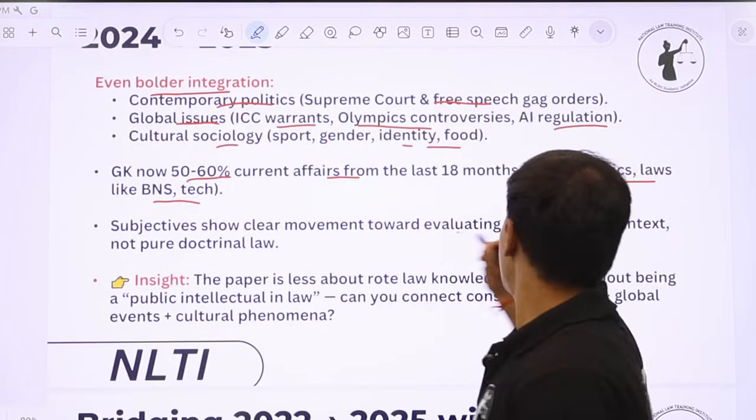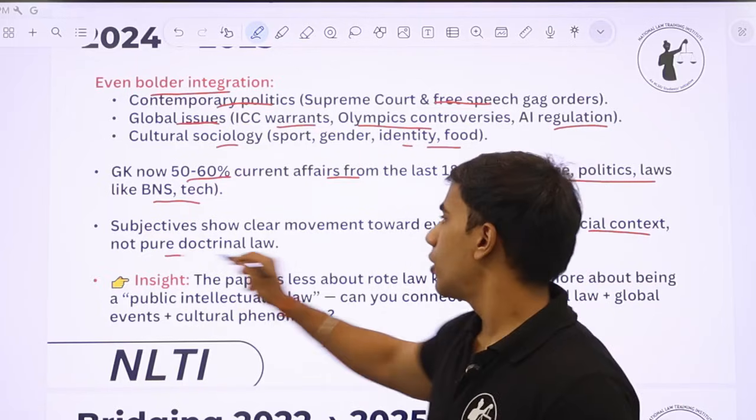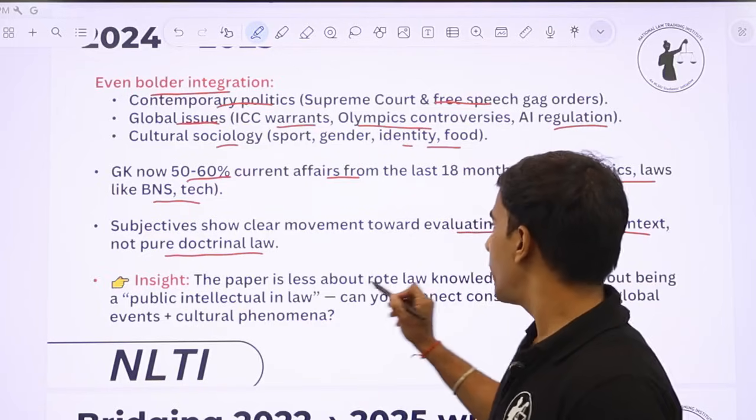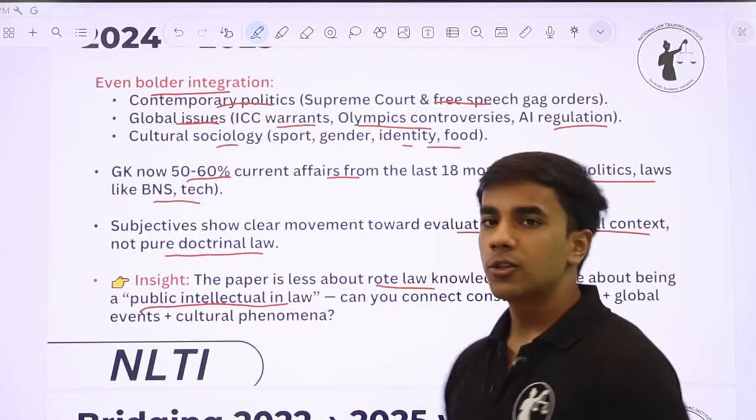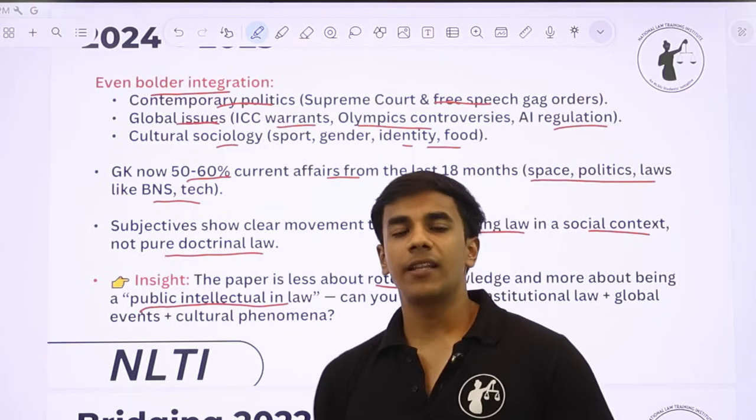So clear movement towards evaluating law in a social context, not pure doctrinal law. And the paper is less about rote learning and more about being a public intellectual in law. So you've heard about PIL. This is the wordplay that our team has done.